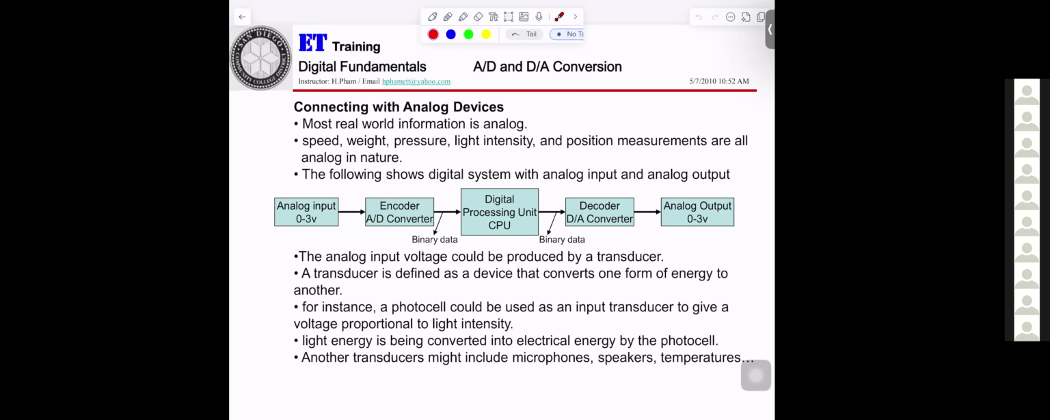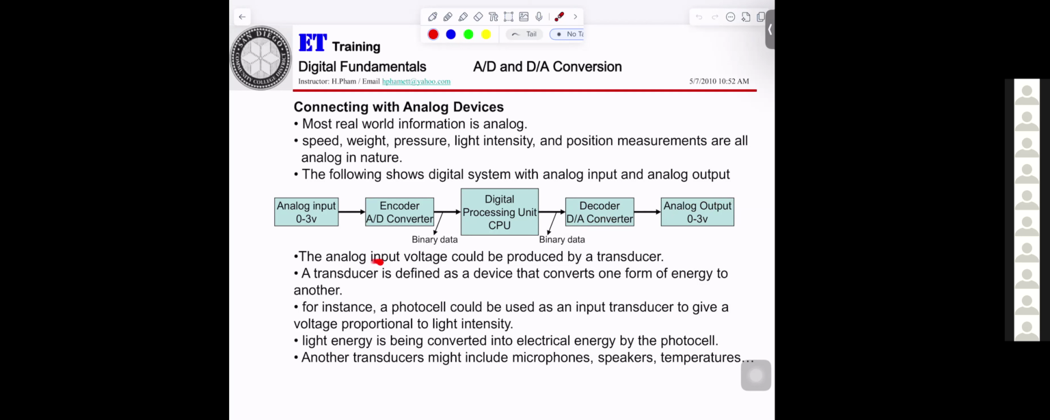After the CPU is done, the data coming out will be binary. However, when your voice goes to the speaker, it has to be analog, it cannot be binary. So it has to go to a decoder. That's what we call a digital-to-analog converter. Then it will come out.